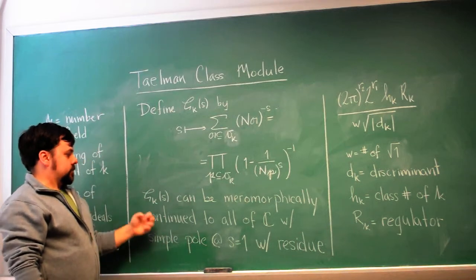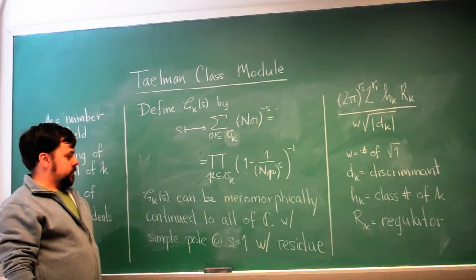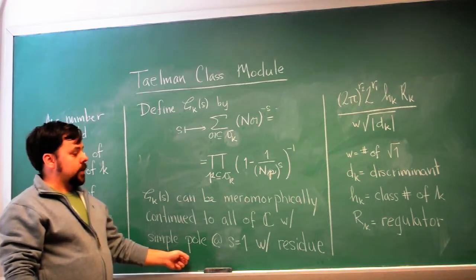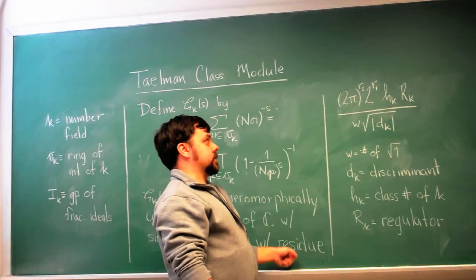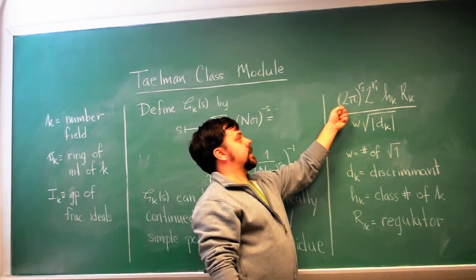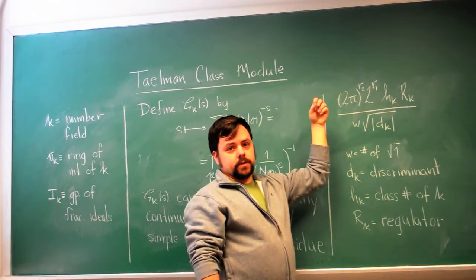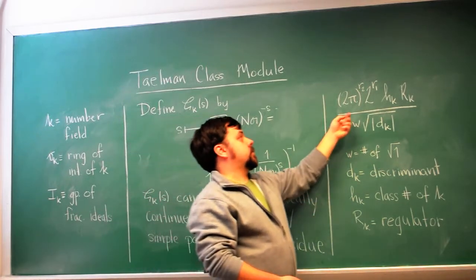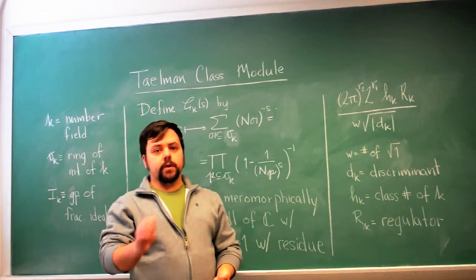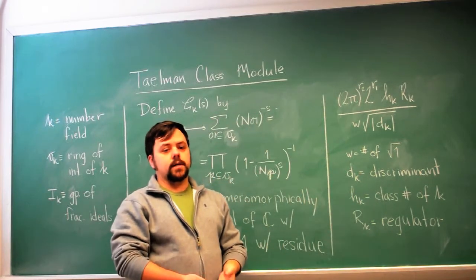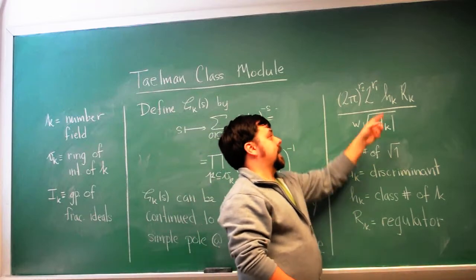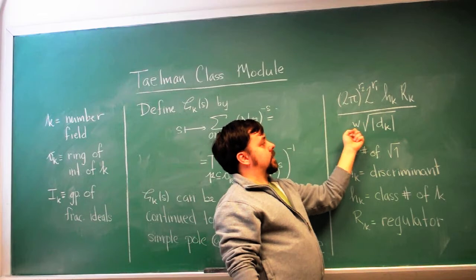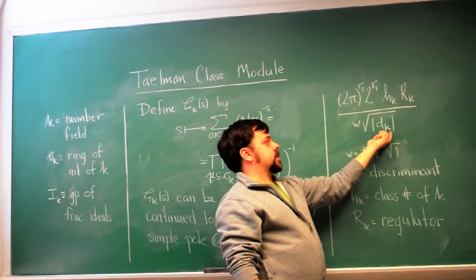So anyway, as it turns out, zeta sub K of S can be meromorphically continued to all of C with a simple pole at S equaling 1, with the following remarkable residue. The residue ends up being 2 pi to the R2, where R2 is the number of complex embeddings of K into C, times 2 to the R1, where R1 is the number of real embeddings of K into C, times H sub K times R sub K divided by W times the square root of the absolute value of D sub K.